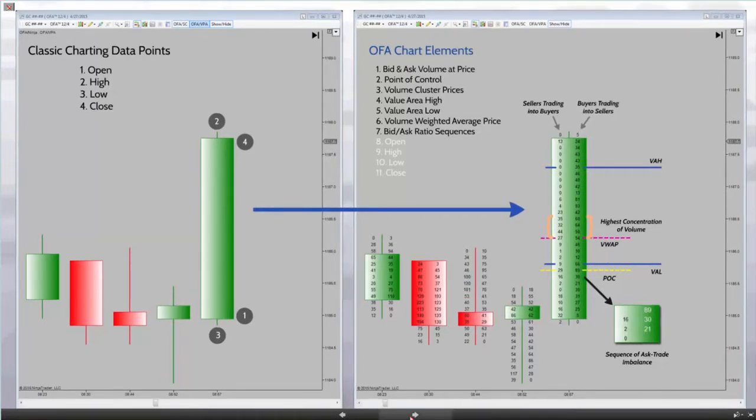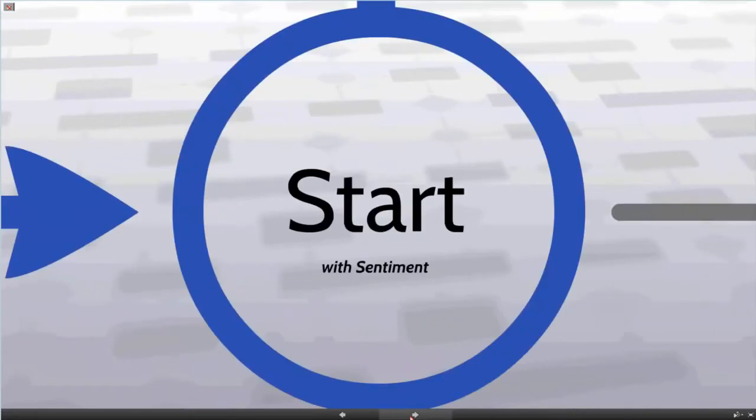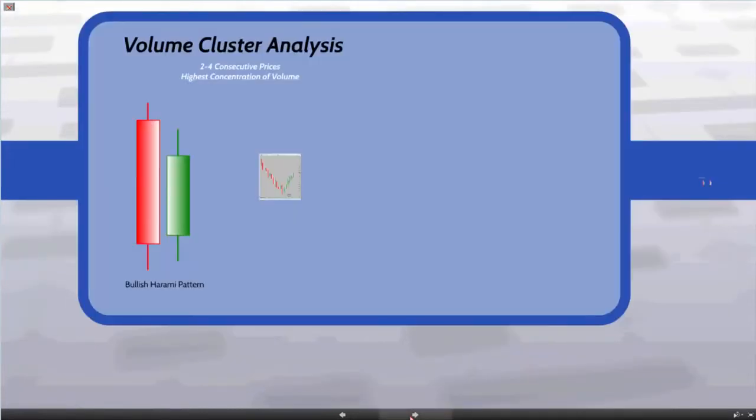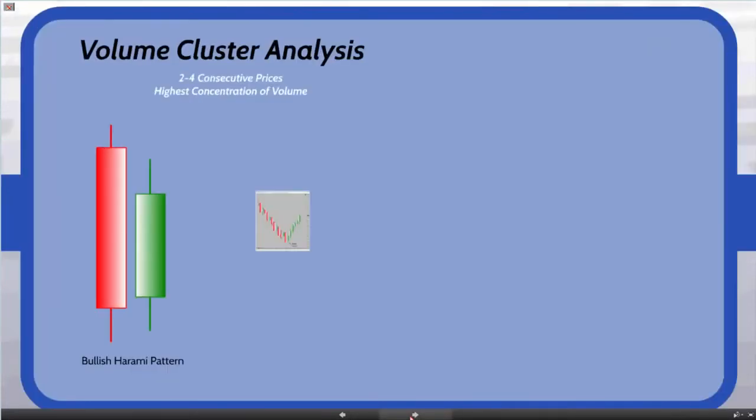But instead of starting with sentiment, let's start with volume sentiment. First up, VCA, volume cluster analysis. As I said, this is 2 to 4 consecutive prices in a period that hold the largest concentration of volume, like a mini value area. To illustrate the importance of this, I'm going to use another questionable candlestick pattern.